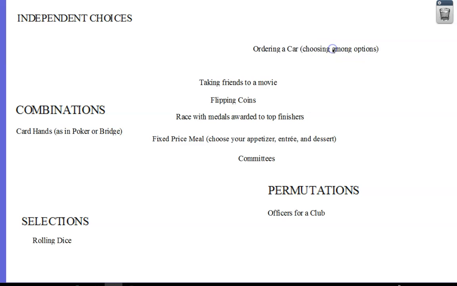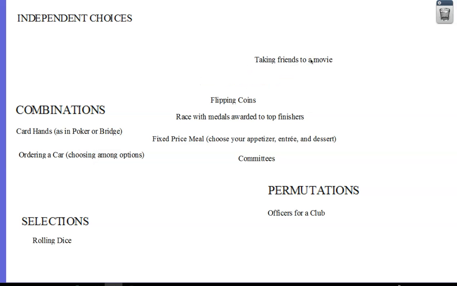Okay. Ordering a car. If you're ordering a car and choosing a bunch of different options, remember, it doesn't necessarily matter the order you choose the options. Like if I choose that I want it to be red on the outside but gray on the inside, order doesn't matter in that situation. It just matters that you choose the gray outside and the red inside. So that would be a combination.